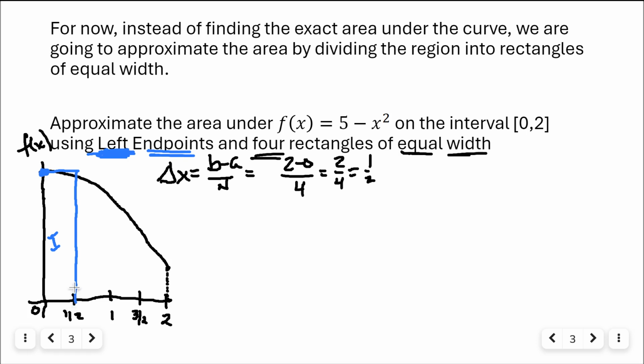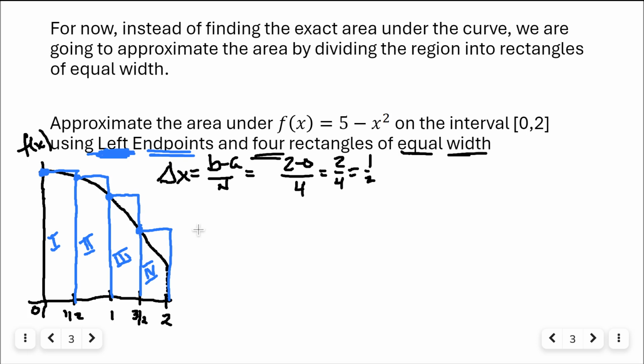Now I'm going to go over to a half, go up to the point that's on the curve, draw across to 1, and down. That's rectangle number 2. From 1, I'm going up to the curve, make a point, draw across and down. That's rectangle 3. And then finally, I'm going to go over to 3 halves, up to the curve, make a point, draw across and down. That's rectangle number 4. There's my 4 rectangles.